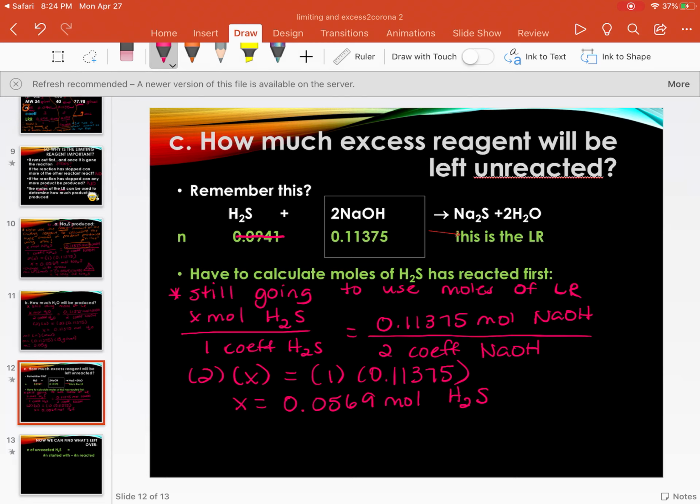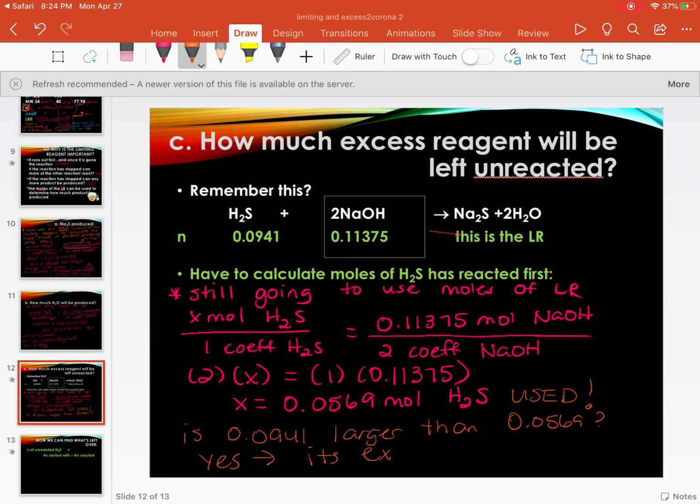Okay, so this is weird, right? So now it's like, but Ms. Todd, we have 0.0941. Even though I crossed it out here, it's still there. Well, this amount here is how much is used, right? Once the reaction stops, there should be some H2S left over. So check your answer. Is 0.0941 larger than 0.0569? Yes, it is, which makes sense. It's excess, which means leftover.